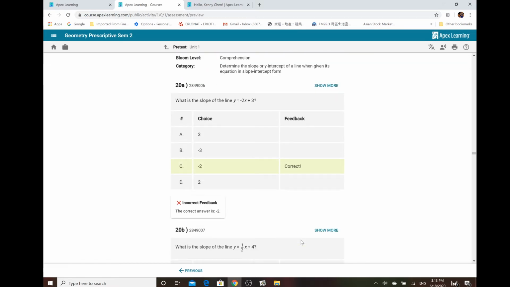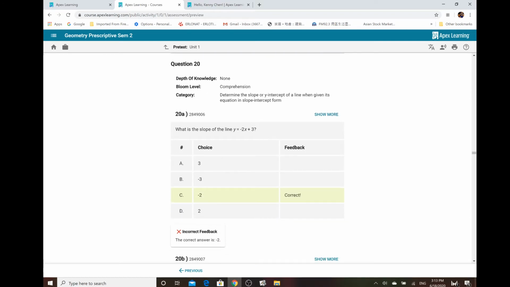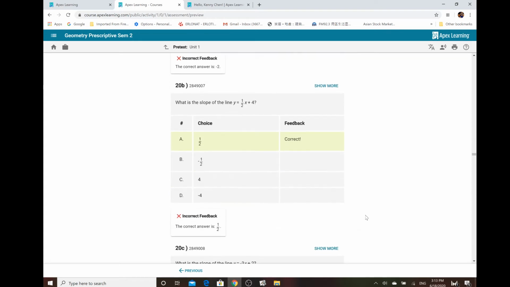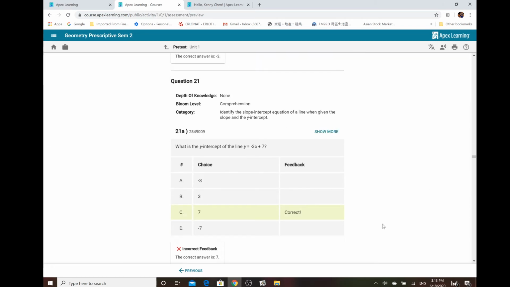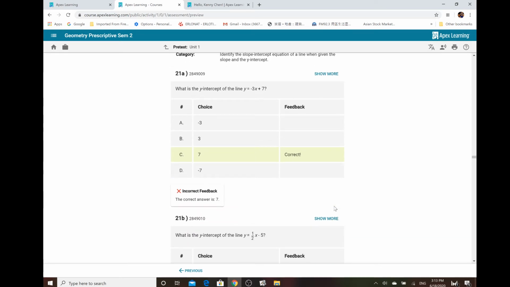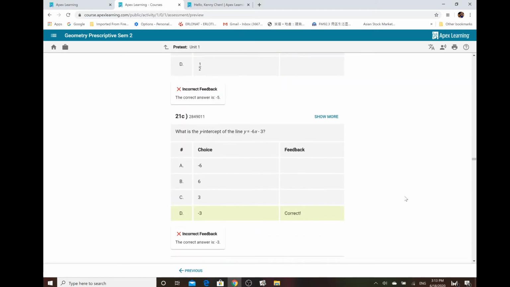Okay, so now let's move on to this one right here. The slope-intercept form is given. Find its slope. The slope is always the coefficient of the x variable, so it's -2. And the slope of this line here, 1/2, quite obvious. So -3. And the y-intercept is always the constant. Again, the sign is also part of the constant, so make sure that you pick the whole thing. So the y-intercept is 7. Y-intercept for number 21b, 1/2 x minus 5, so the y-intercept is negative 5.